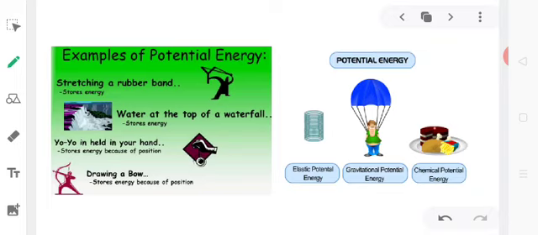You can see right now on your screens few examples of potential energy, like stretching a rubber band stores energy, water at the top of a waterfall stores energy, yo-yo held in your hand stores energy because of position, drawing a bow stores energy because of position. So we may categorize potential energy into different types, and two important types of potential energy are gravitational potential energy and elastic potential energy. One more form is there, chemical potential energy, but we shall study only about the first two.